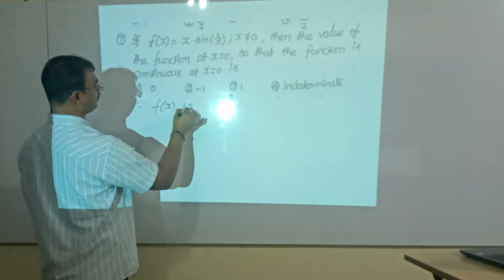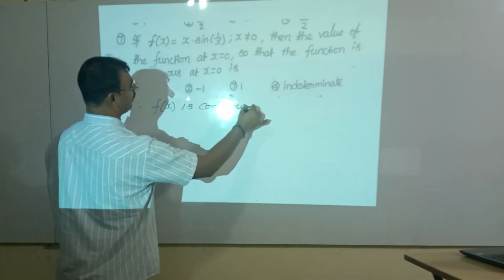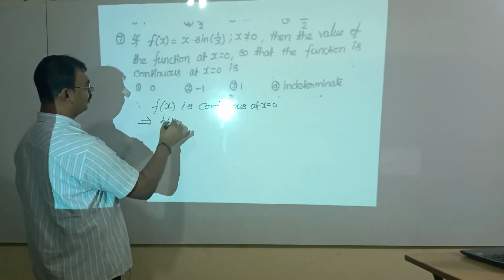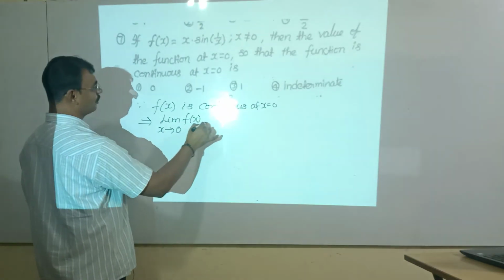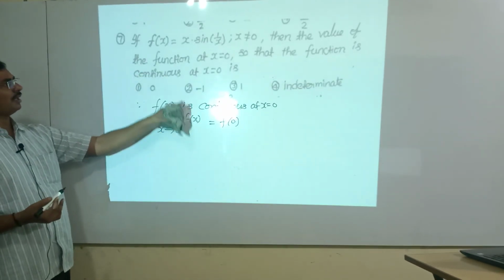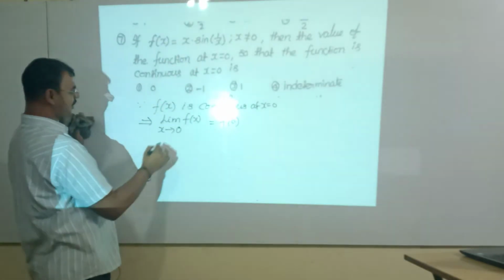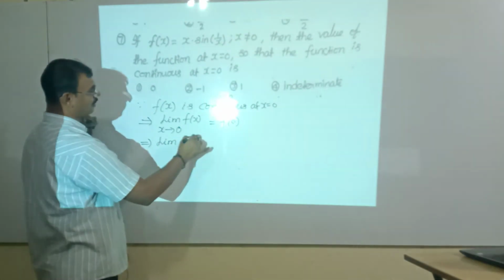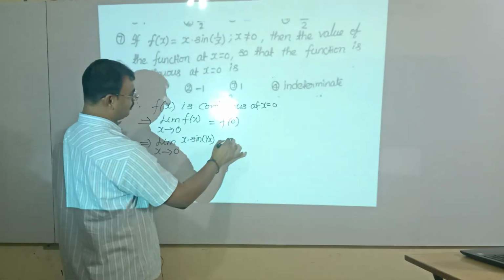Since f of x is continuous at x is equal to 0, this means limit of f of x as x approaches to 0 is equal to f of 0. This is the meaning that has given already, it is continuous. Now we have to find f of 0 value. Substitute here limit of x into sine of 1 divided by x as x approaches to 0 is equal to f of 0.